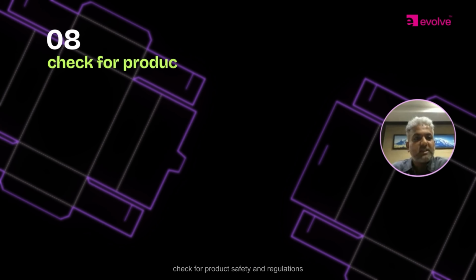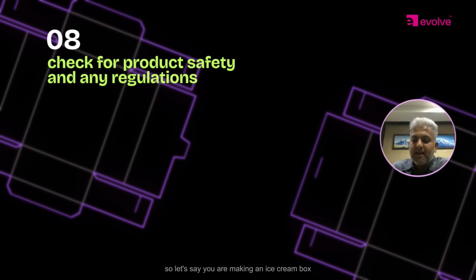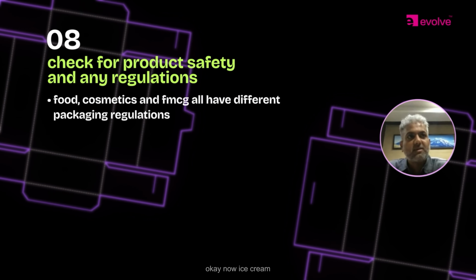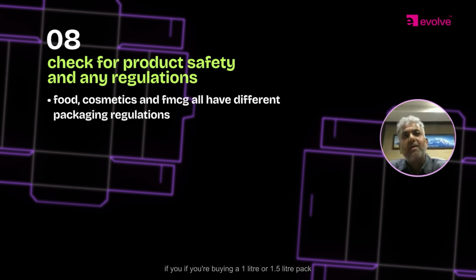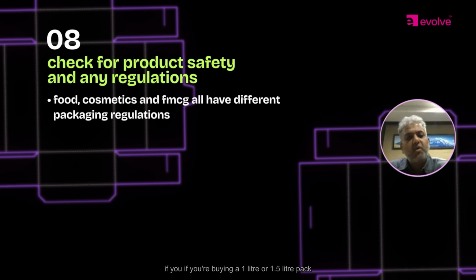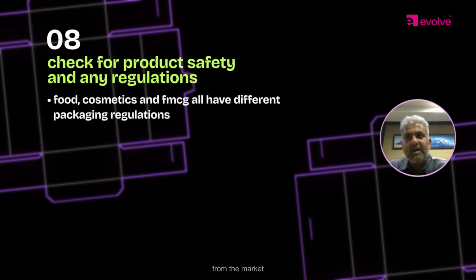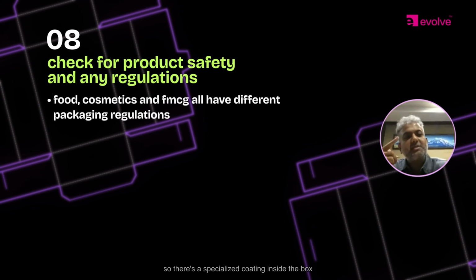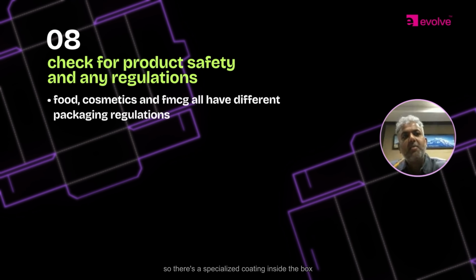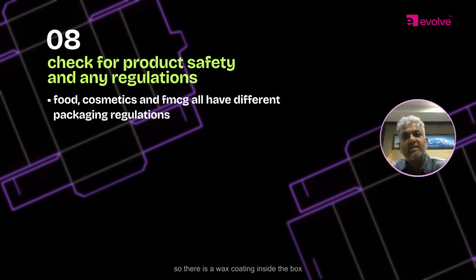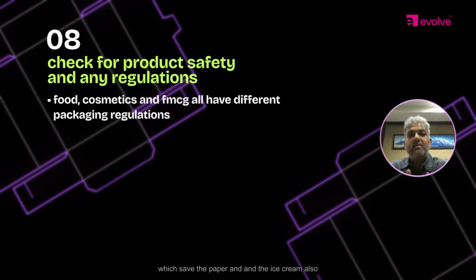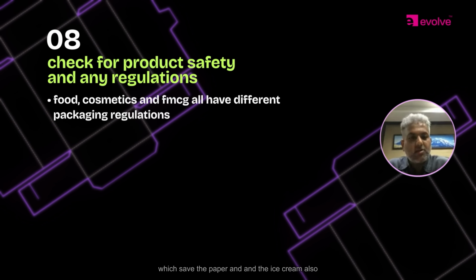Okay, check for product safety and regulation. So let's say you are making an ice cream box. Now, if you're buying a 1 liter or 1.5 liter pack of ice cream from the market, the ice cream comes in direct contact with the paper. So there is a specialized coating inside the box which is made of wax. This wax coating inside the box saves the paper and the ice cream also.